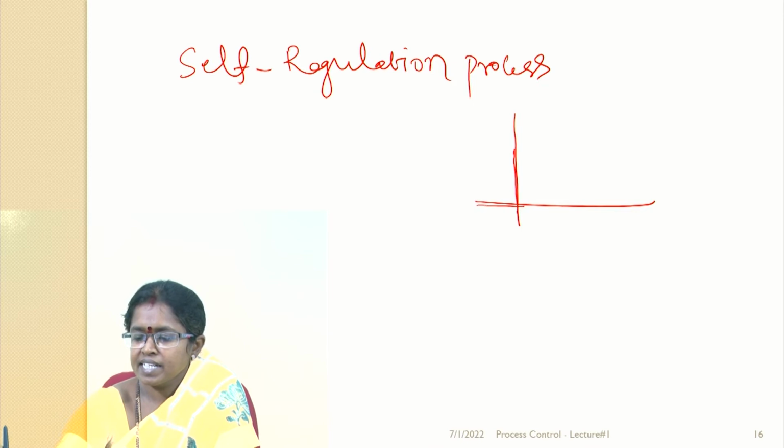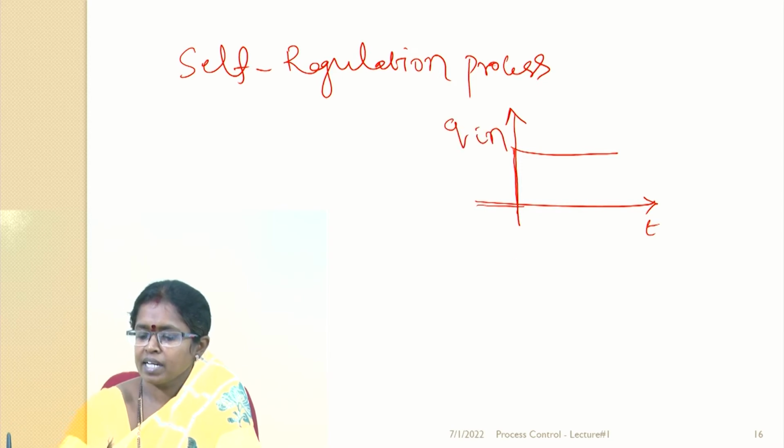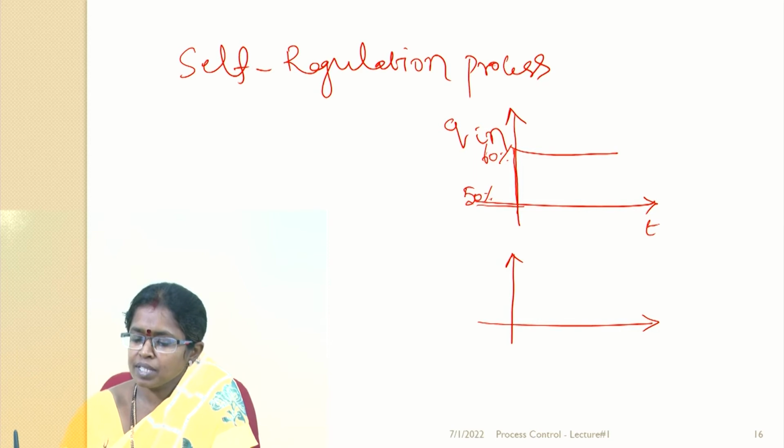What is the meaning of sustained change in input? Suppose this is my time, now I am going to give a small change in the inlet flow rate. What happens to the level in the tank? Due to this step change, say for example, at steady state the flow was at 50%. Now I am going to change the inlet flow rate from 50% to 60%. Now what happens to the level? Due to this 10% change in the inlet flow rate, the level may be at 11 meter, right? Due to this 10% change, what will happen to the level?